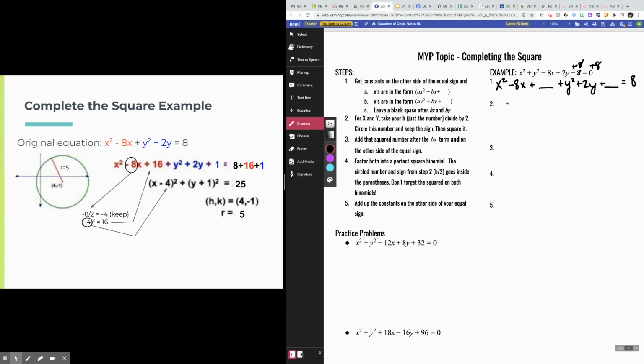Okay, step 2: you're going to follow this same process every single time for both x and y. Circle the number in front of the x. Pull that number out with its sign. Divide that number in half, which is -4. Put a little box around that number because you need to keep that number.